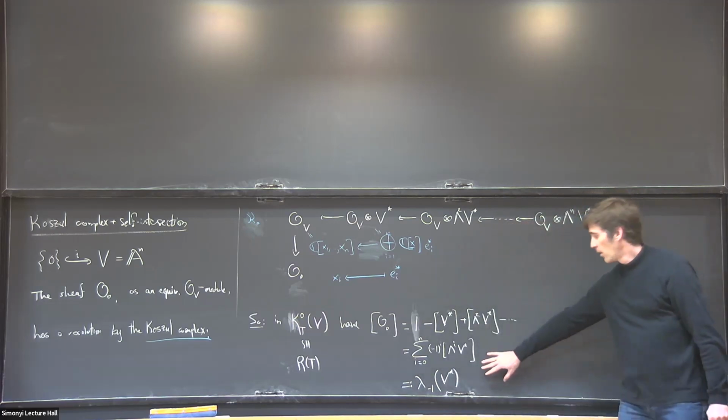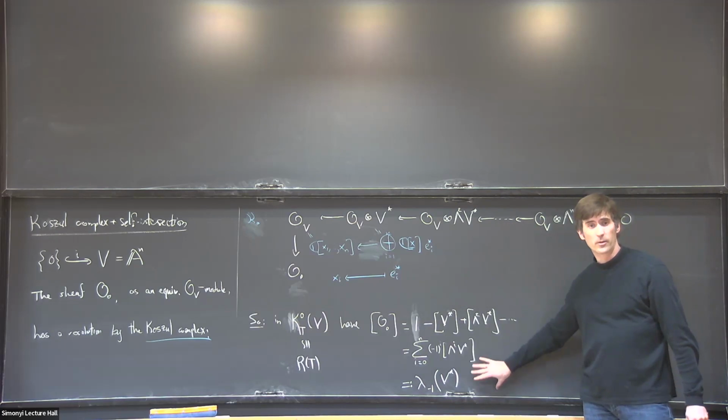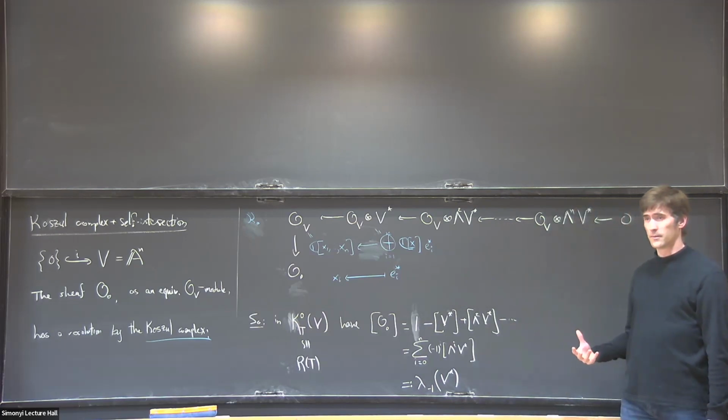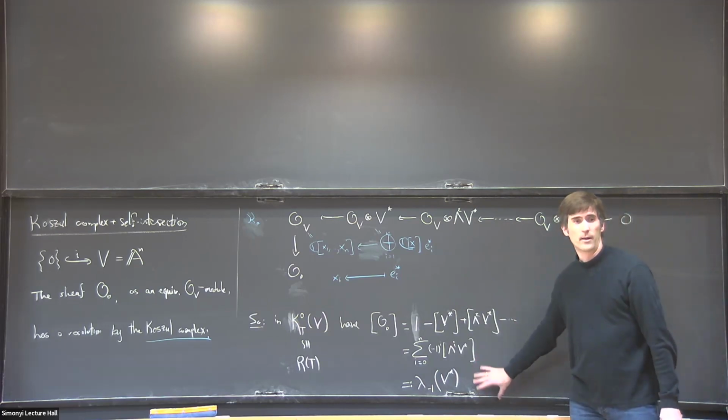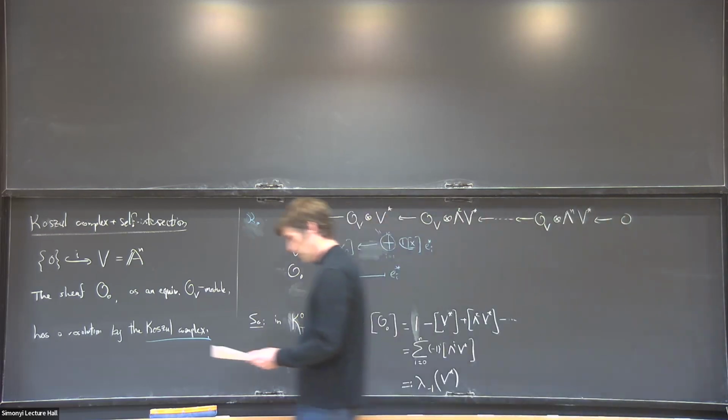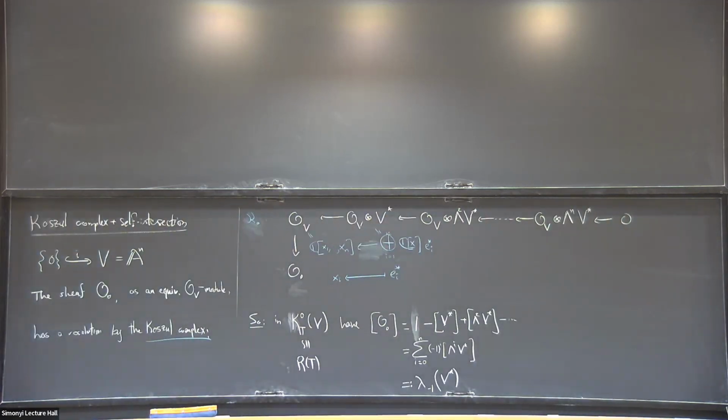So this shows up all over the place, and you should think of this as like the Euler class. So in cohomology, you have an Euler class, the top Chern class of a vector bundle, and this is the analog of that. It shows up in the places where the Euler class would show up in cohomology.